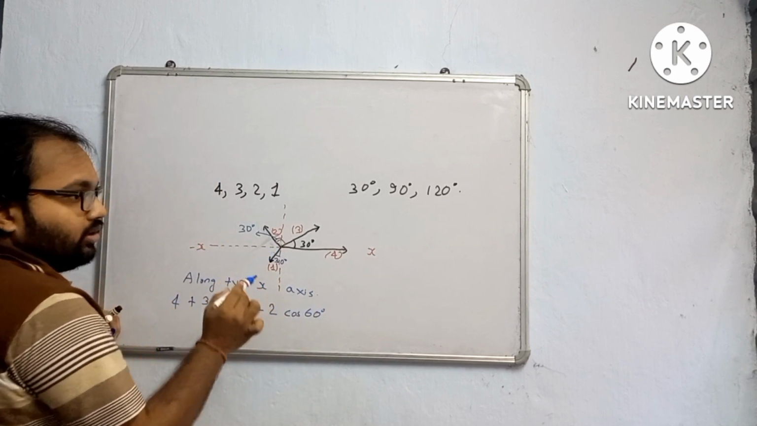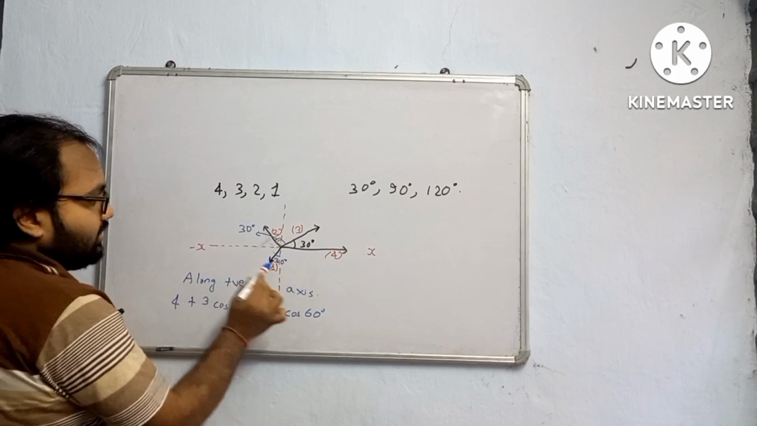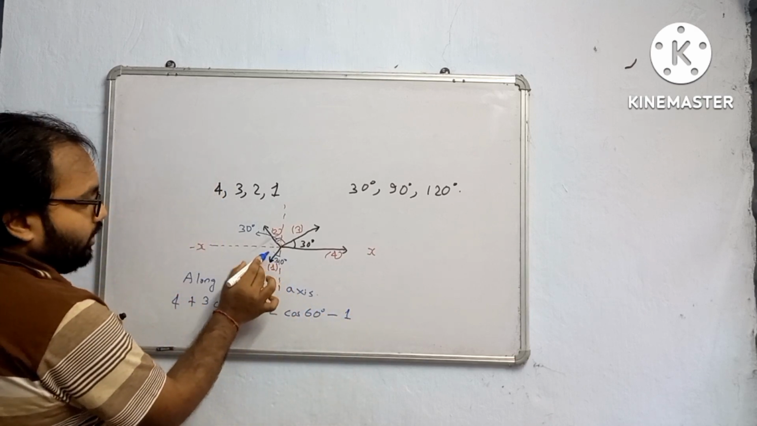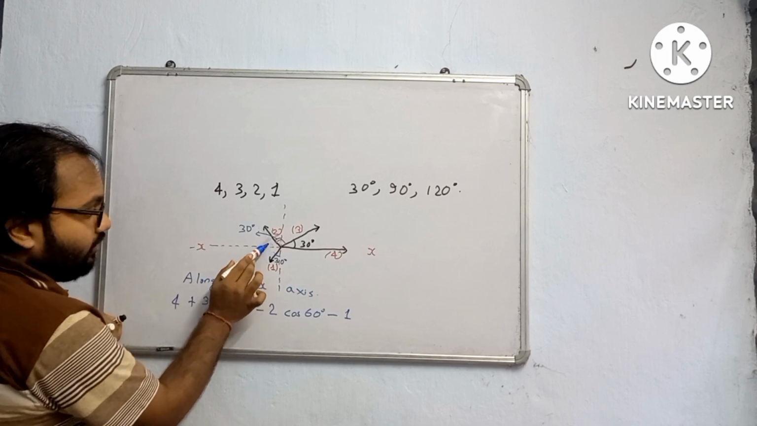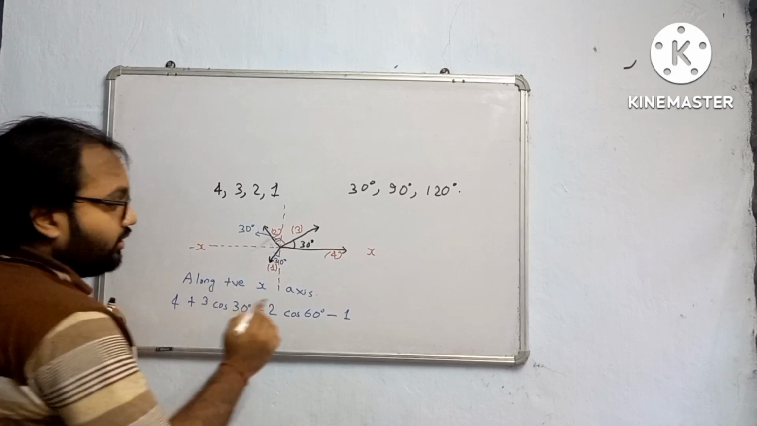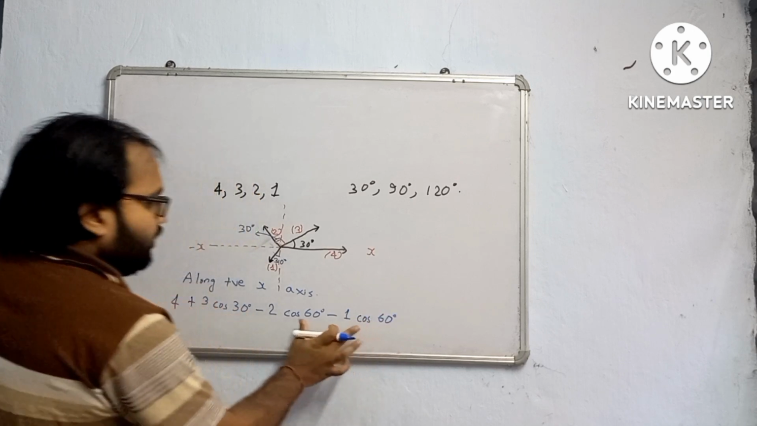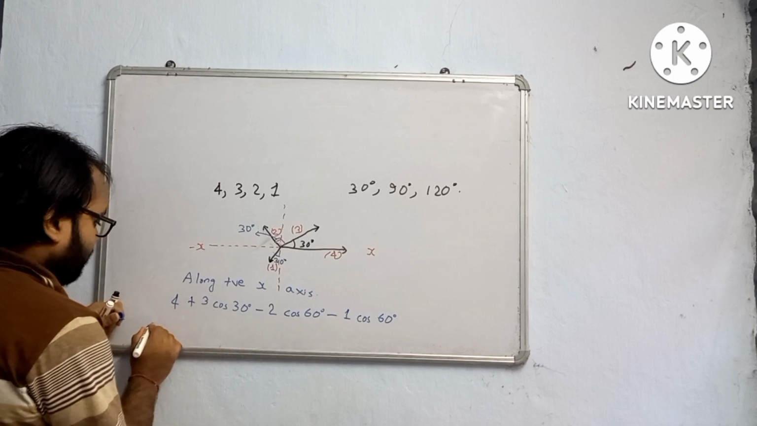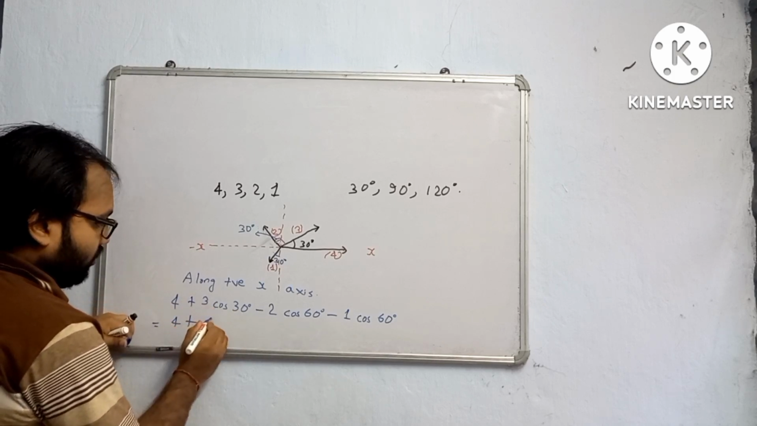The vector with magnitude 1, its component on the x-axis will be minus 1. Angle is 30 degree with the negative y-axis, but with the negative x-axis it is 60 degree. So we will write minus 1 cos 60 degree. This is the component along x-axis. Let us calculate 4 plus 3 cos 30.